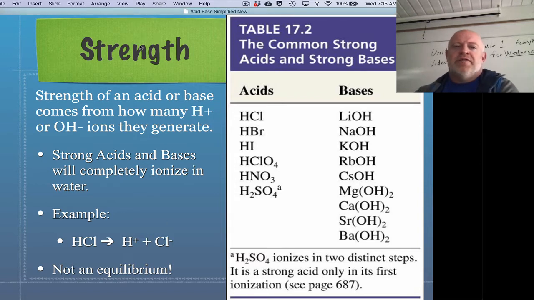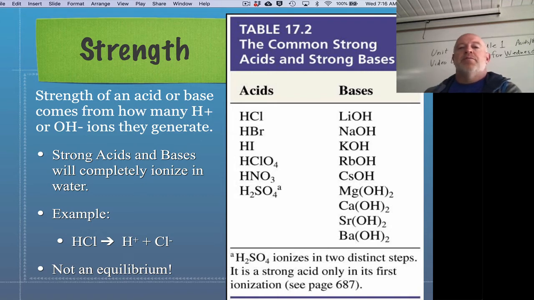So the strength of an acid or base is relative to how many hydrogen ions for an acid or how many hydroxide ions for a base they generate. So if I put a mole's worth of acid into solution, what percentage of that acid generates hydrogen ions? Or if I put a mole's worth of base into solution, what percentage of that base generates hydroxide ions?